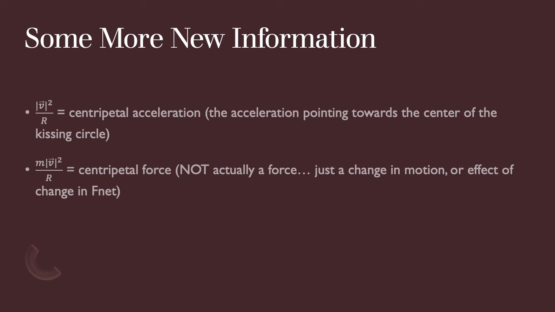Some more new information I learned were just some vocab words. So centripetal acceleration, which is the acceleration that points towards the center of the kissing circle. And the formula for that is the magnitude of v squared over r, which is the radius of the kissing circle. And also that centripetal force, which is not actually a force, is calculated by mass times the magnitude of velocity squared divided by the radius of the kissing circle. And centripetal force is just a change in motion or the effect of the net force on the object.